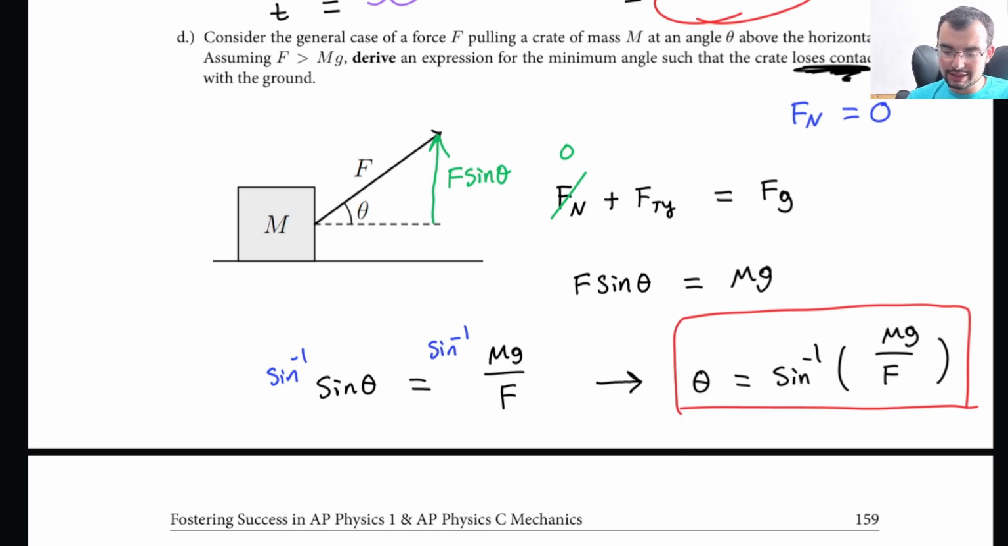Notice we actually needed F to be bigger than mg for this to work, because if not, we would get an argument of 1 or higher inside this inverse sine, greater than 1, which can't happen. And also conceptually, it should make sense, because if your force is less than mg, there's no way a component of that could balance mg by itself.